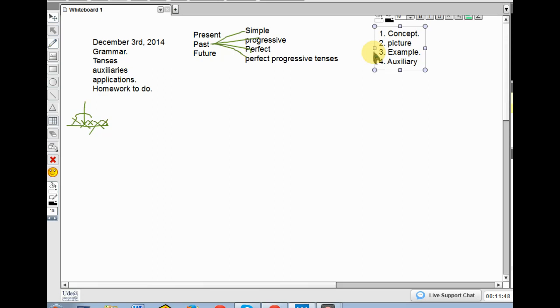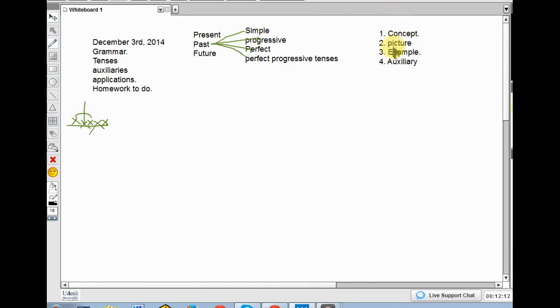Now, the auxiliary for the present simple is do, does, or did. The auxiliary for the present progressive is am, are, or is. The auxiliary for the present perfect is have or has. And the auxiliary for the present perfect progressive is have or has.